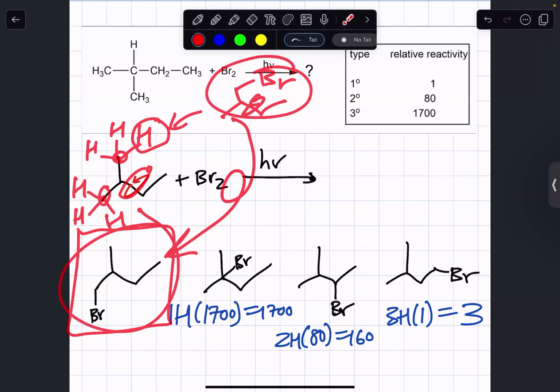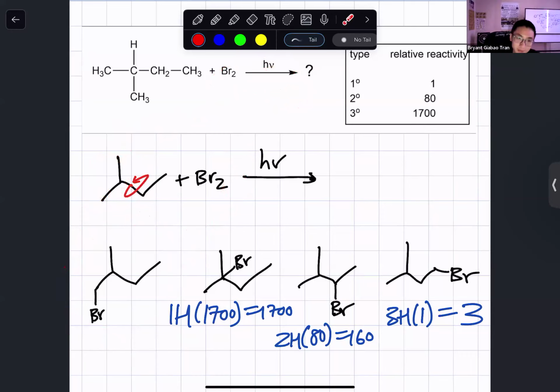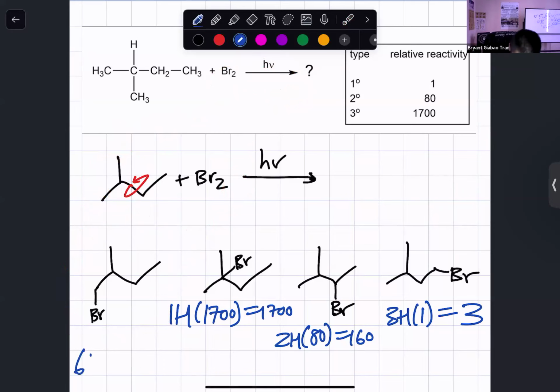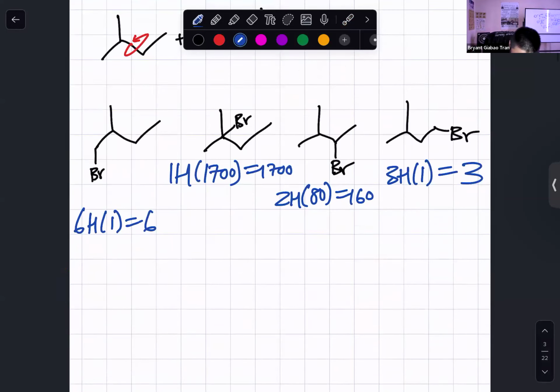So when it's the same, you just count it together? Yeah, count it together, right? Okay. So it's going to be 6 hydrogens times 1 because this is primary. So that would be 6. Right.